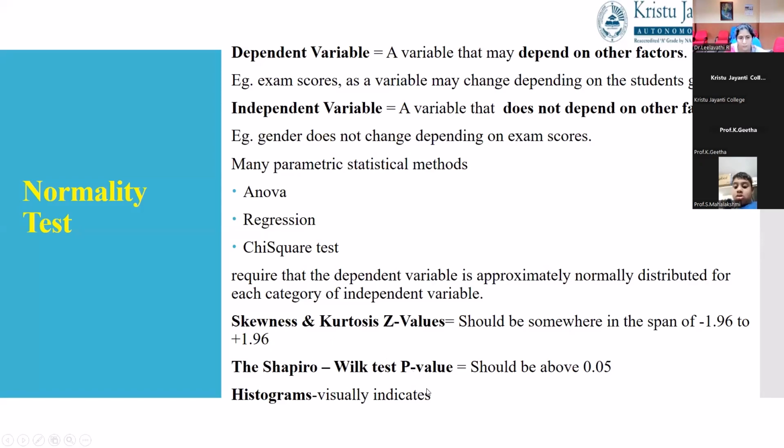And one more thing, the histogram. There are two ways of checking normality. One is using statistical tools, with which we can check whether the data is normally distributed or not. The other is using graphs, such as the histogram and the QQ plot chart. Using those also, we can check whether the data is normally distributed or not. So let me go to the next slide and I'll explain.